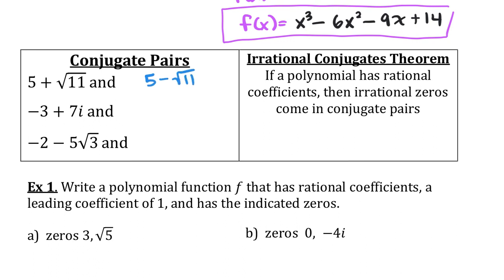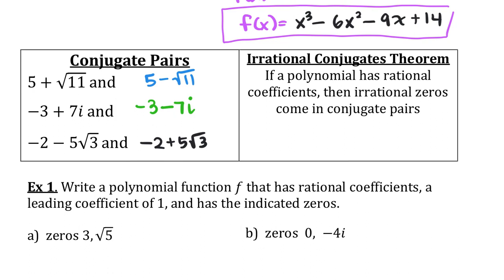If we get negative 3 plus 7i, negative 3 minus 7i is also an answer. And if I get negative 2 minus 5 root 3, negative 2 plus 5 root 3 is also an answer. Just the radical part changes signs. They come in pairs, positive, negative, positive, negative, negative, positive.